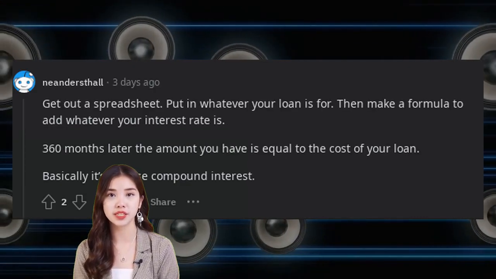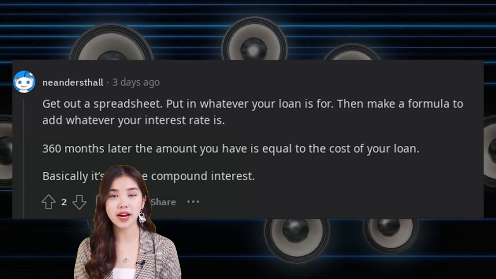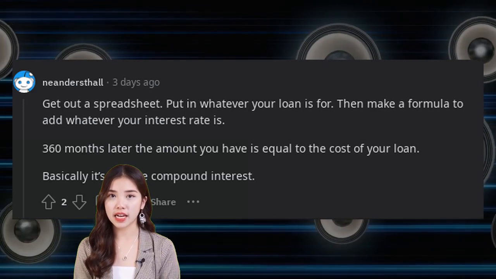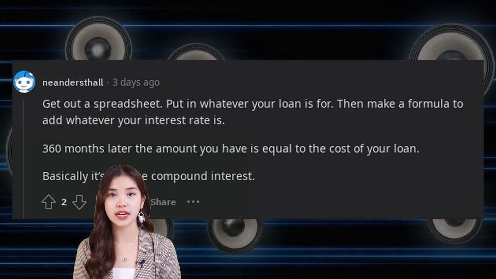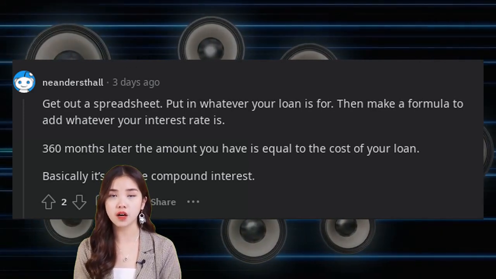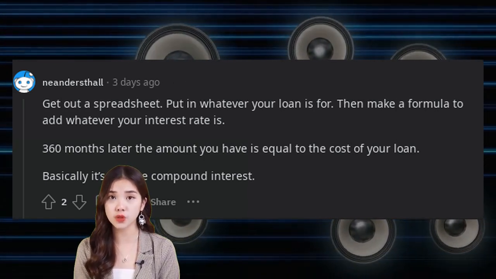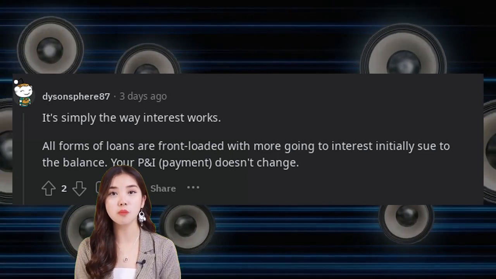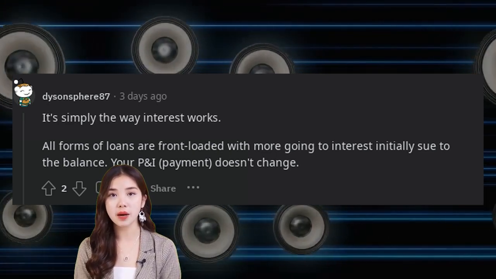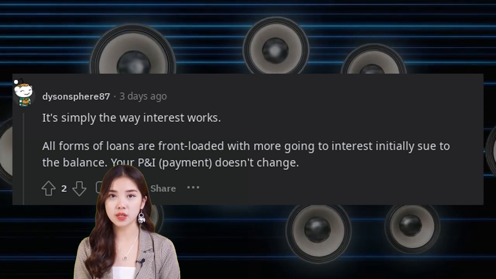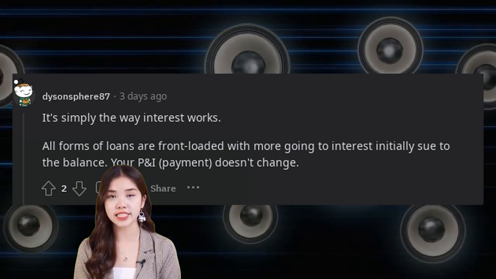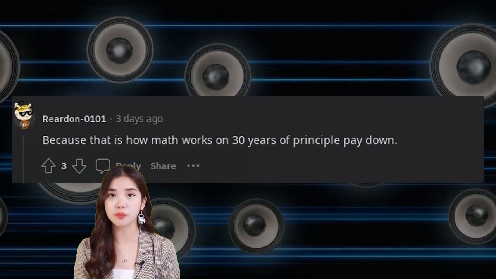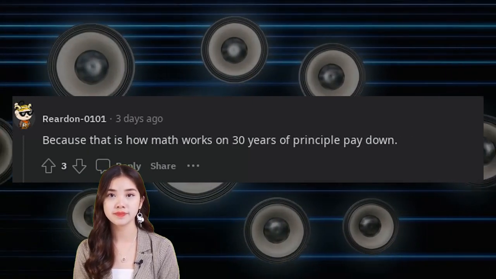Get out a spreadsheet, put in whatever your loan is for, then make a formula to add whatever your interest rate is. 360 months later, the amount you have is equal to the cost of your loan. Basically, it's reverse compound interest. It's simply the way interest works. All forms of loans are front-loaded with more going to interest initially due to the balance. Your PI payment doesn't change, because that is how math works on 30 years of principal pay down.